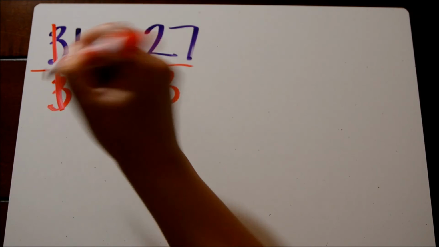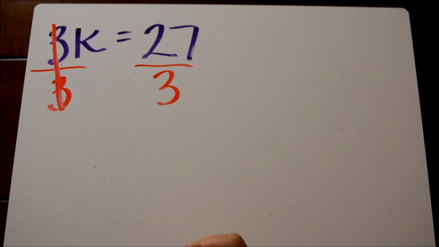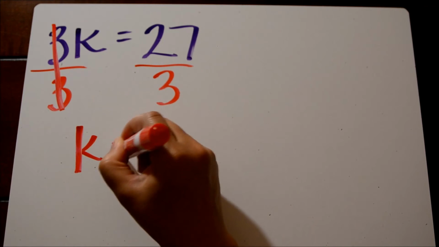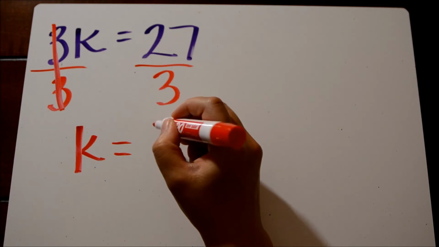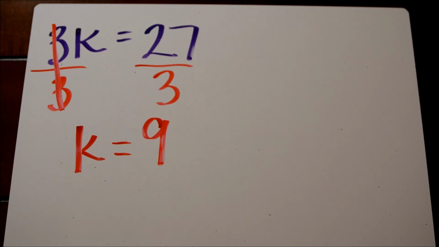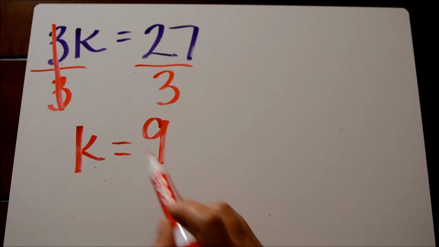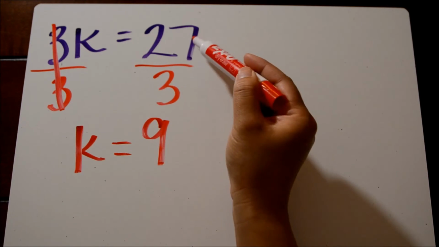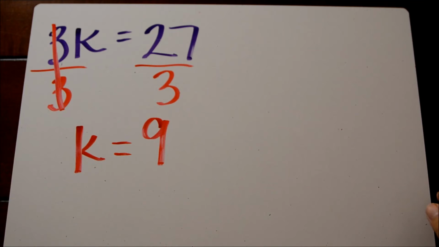3 divided by 3 ones out, because 3 divided by 3 is 1. We're left with k is equal to 9. And if we want to check our answers, substitute this back in. 3 times 9 does equal 27. And so we know that we did this correctly.